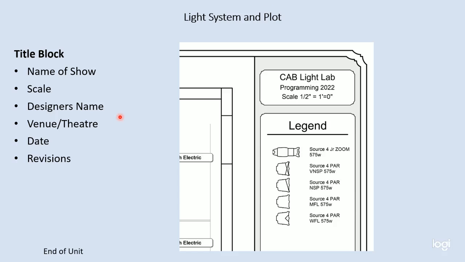More information that might be in the title block is going to be the designer's name, right? Who did the design? In this case, different people are going to be designing on this light plot, so that's been omitted. The theater or the venue is often listed, the date that the drawing is done, and if there have been any revisions or changes. This is all information that you can find somewhere in the title block. And we'll talk more about the light legend in the next video.